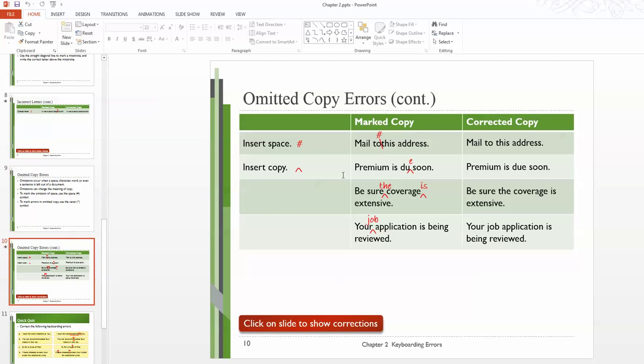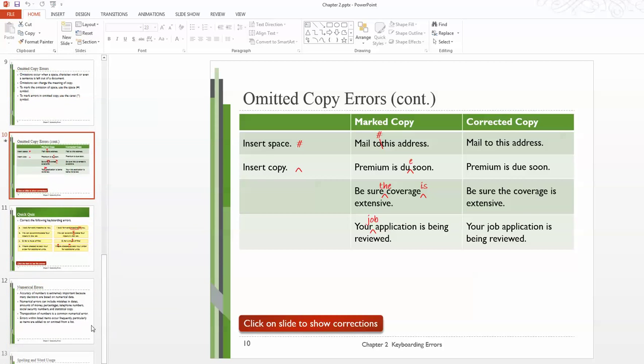One is the insert space. So look at the first example, mail to this address. Well, mail and to should have a space between them. So you can identify that needed space using that number symbol. And then the other one is a case where you forgot to put a letter in the word. For instance, the word do is DUE. You would put this symbol, I call it a caret, but I don't know, I just always have. Anyway, you put the E there to show that there's going to be added copy there. And you might use that same symbol if you needed to insert a whole word that's missing.